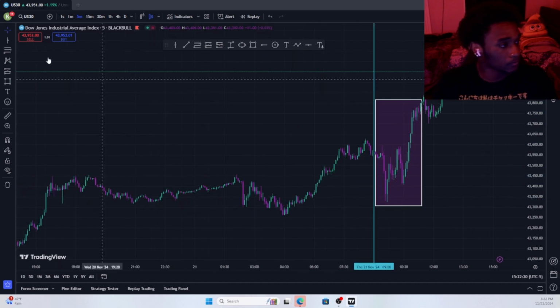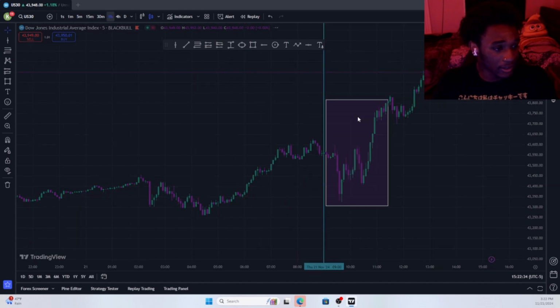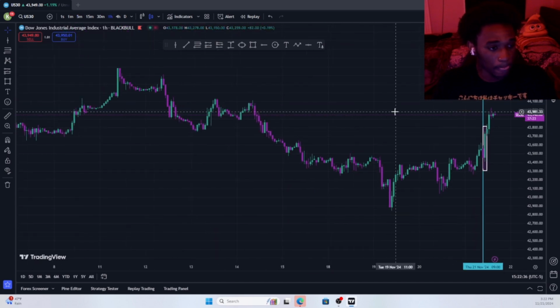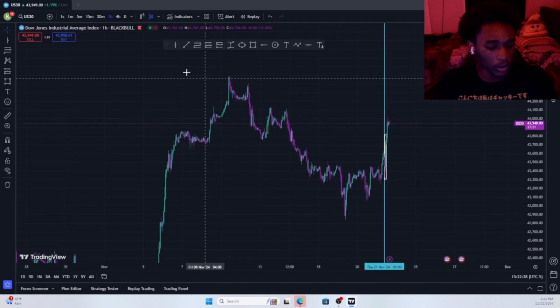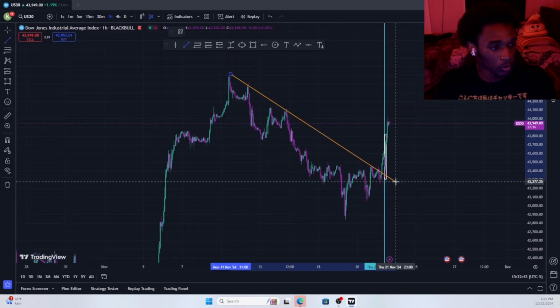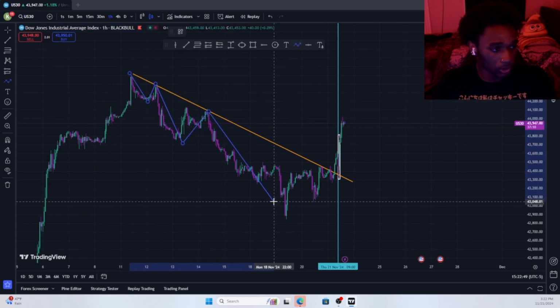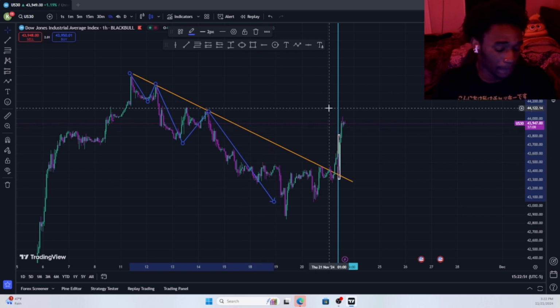Okay, so I went on the higher time frame, the 1 hour time frame, and I seen that we are in a downtrend. Okay, we are in a downtrend, right? We're making lower lows, lower highs, lower lows, lower highs, lower lows, whatever. So we are in a downtrend, right?